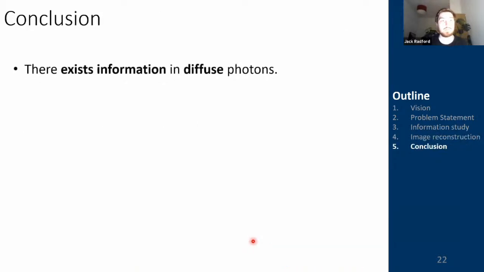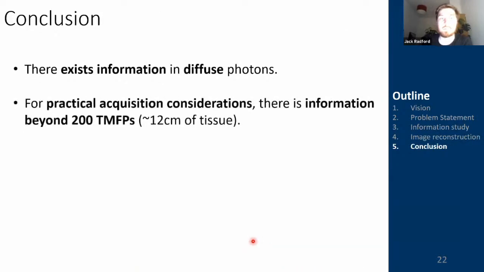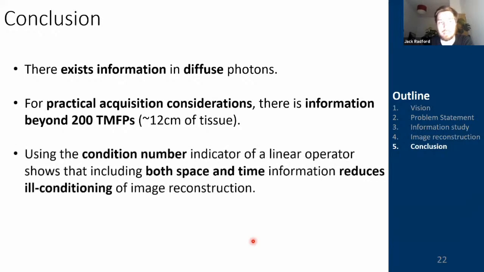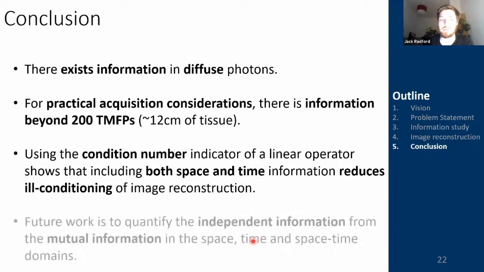So in conclusion, there exists information in diffuse photons. For practical acquisition considerations, such as 10 milliwatts power and 60 seconds acquisition, you can expect to still see information through around 12 centimeters of tissue. The condition number indicates that when we measure in both space and time, this reduces the ill-conditioning of the image reconstruction, which makes it less sensitive to errors due to noise, and therefore a more accurate image reconstruction.